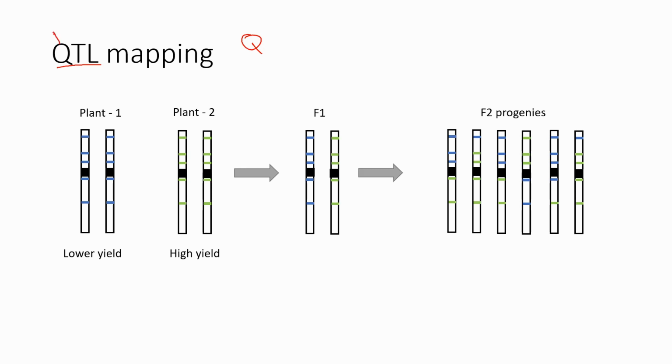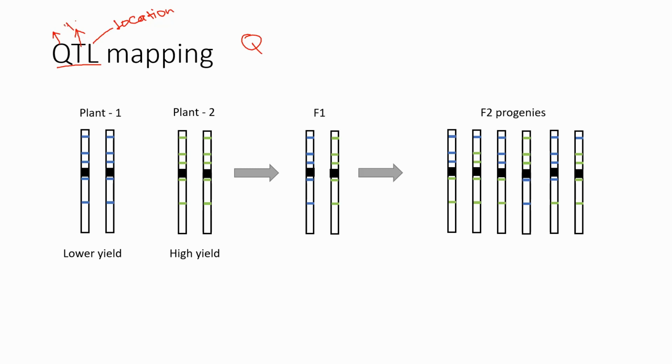So you know what quantitative is, it's plain English. And you know the trait. Trait is nothing but a phenotype. Here, high yielding, low yielding. You know locus. Locus is nothing but a location on the chromosome.